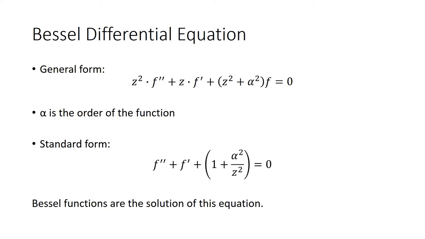The general form of the equation is like this, where alpha is the order of the function. When we divide the entire equation by z squared, we can obtain the standard form of the equation, and the Bessel functions are simply the solutions of the differential equation.